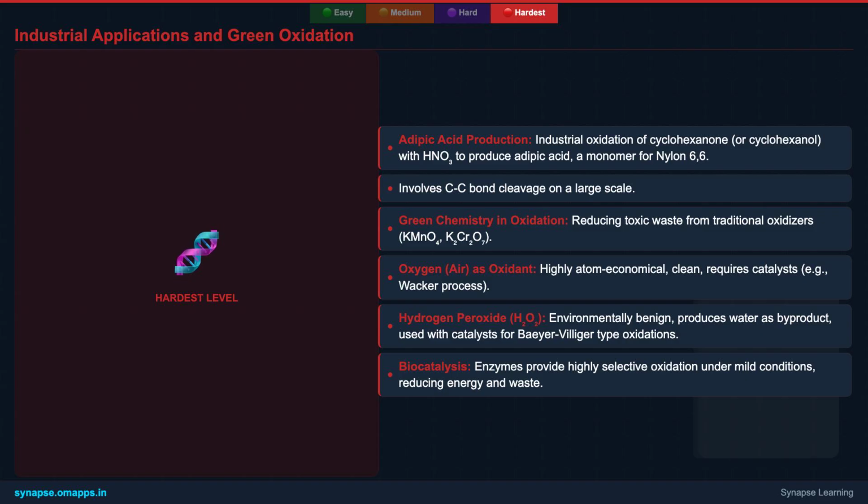Biocatalysis, utilizing enzymes, offers another promising avenue for highly selective and sustainable oxidation under mild conditions, further aligning industrial practices with green chemistry goals. These innovations are transforming how we think about and execute chemical transformations on a global scale, pushing towards more sustainable and efficient processes.